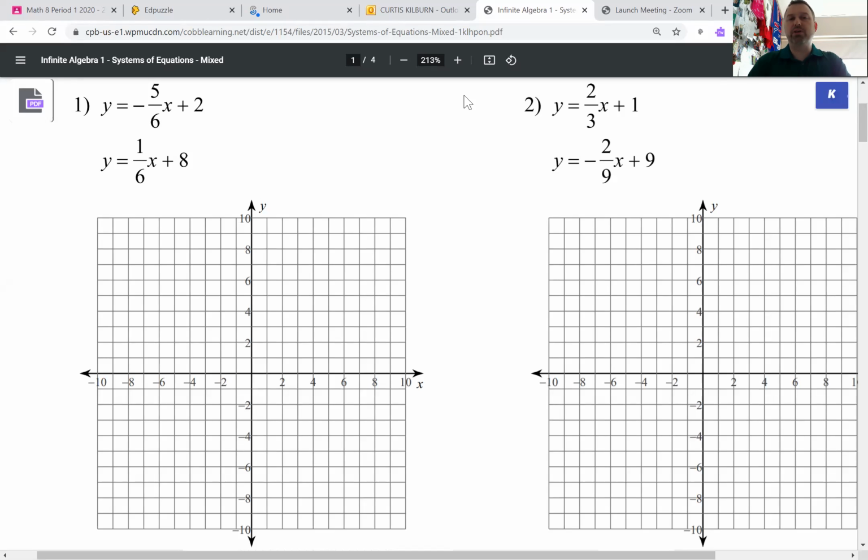This will be the last Edpuzzle you have till after the state test. So if it's a little longer, you just got to deal.